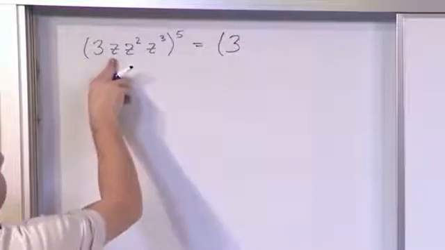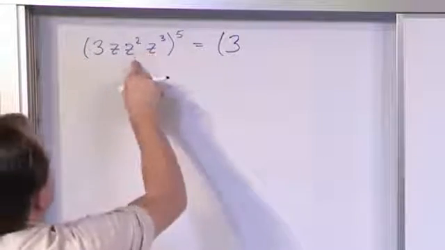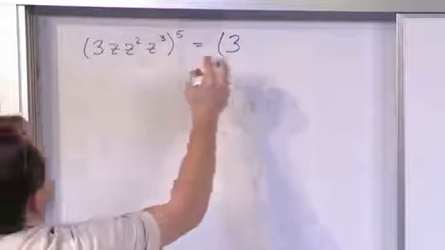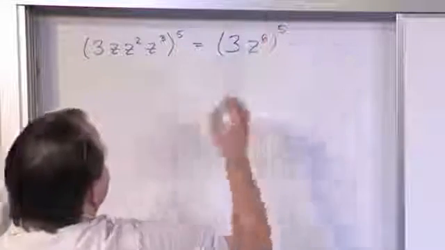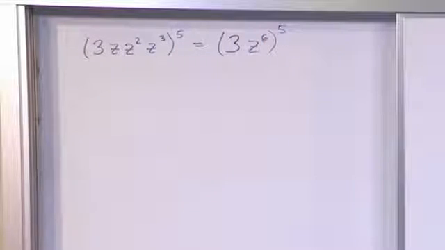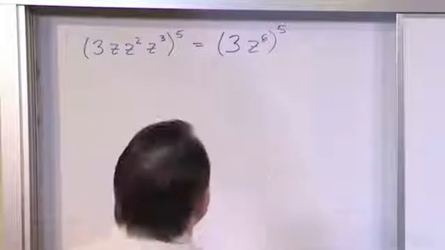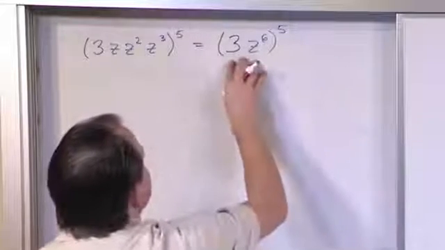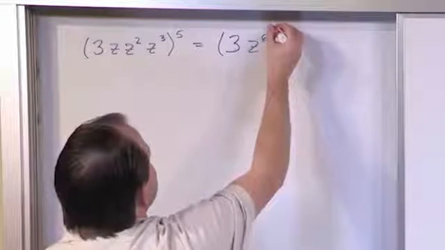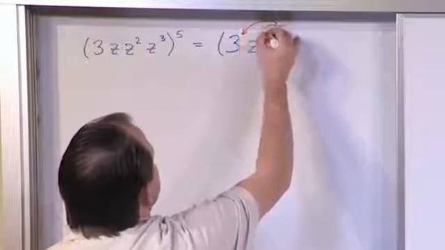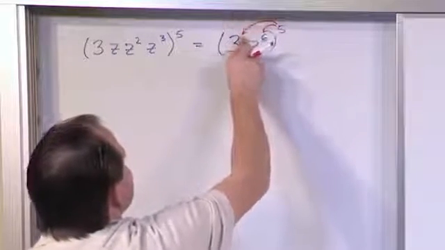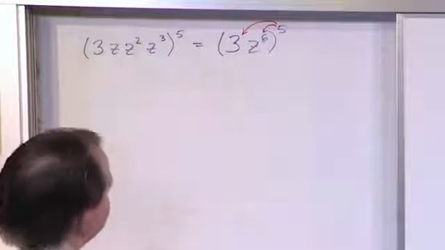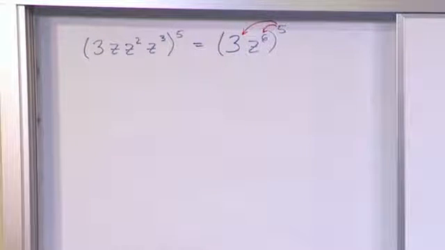I have a z squared and a z cubed. I have the same base, so I can add these together, and I'm going to get z to the 6th by just adding the exponents. Now, everything is still raised to the 5th power. I can't simplify inside here anymore, so I'm going to distribute this 5 in to both places. Now notice the exponent 5 is going to apply itself to the 3 and also to the z to the 6. So anything in there gets affected.